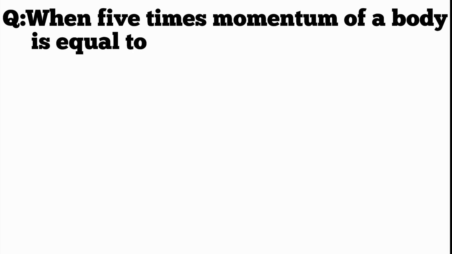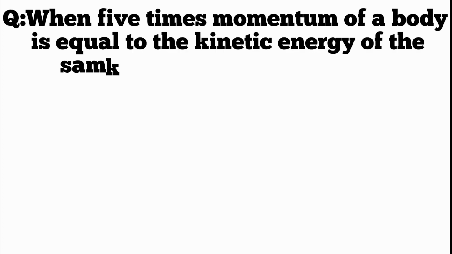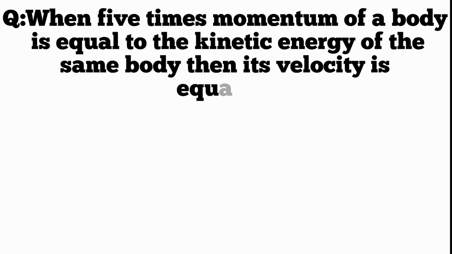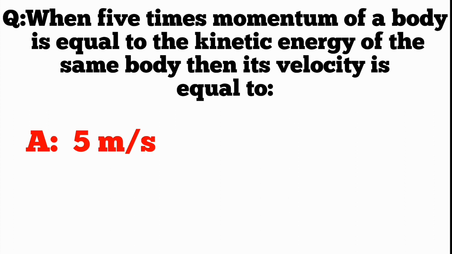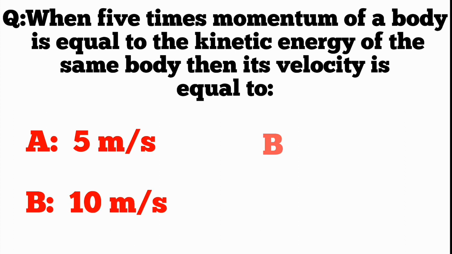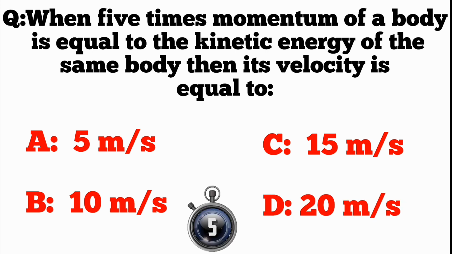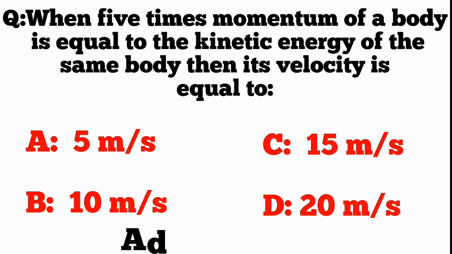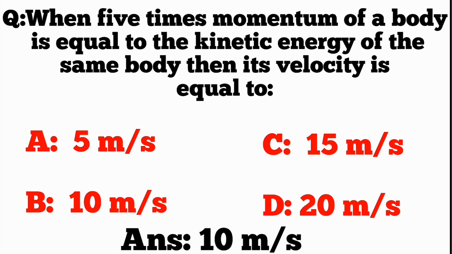Q. When 5 times momentum of a body is equal to the kinetic energy of the same body, then its velocity is equal to A. 5 m/s, B. 10 meters per second, C. 15 m/s, D. 20 meters per second. Ans. 10 meters per second.